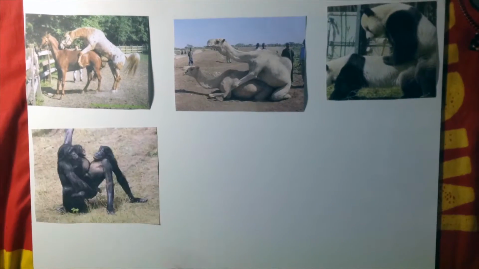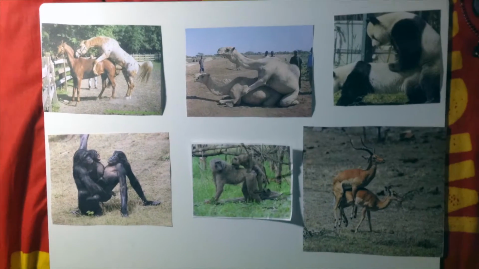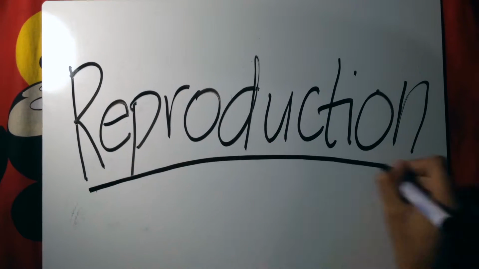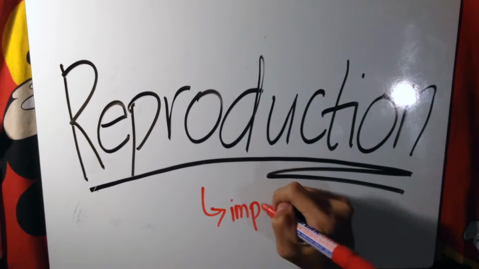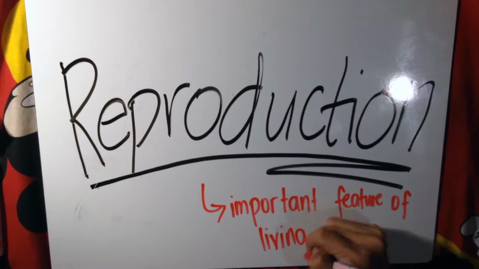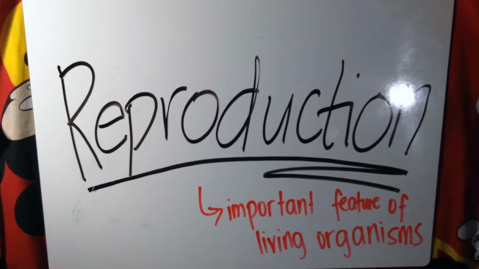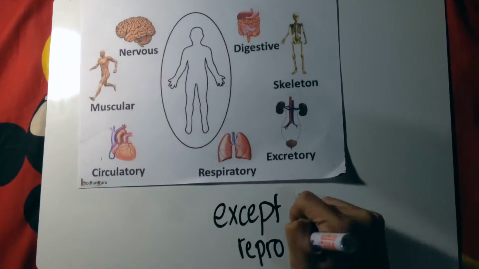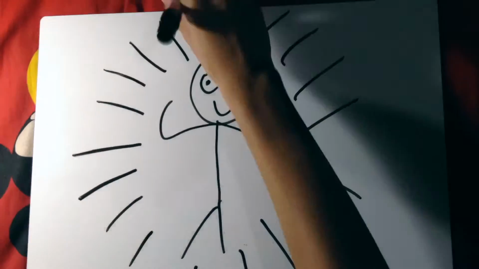Before death, the plants and animals try to continue their species. The process by which the species is continued is called reproduction. Reproduction is an important characteristic feature of living organisms. All organ systems, except the reproductive system, help the organism to remain alive under different conditions of the environment.